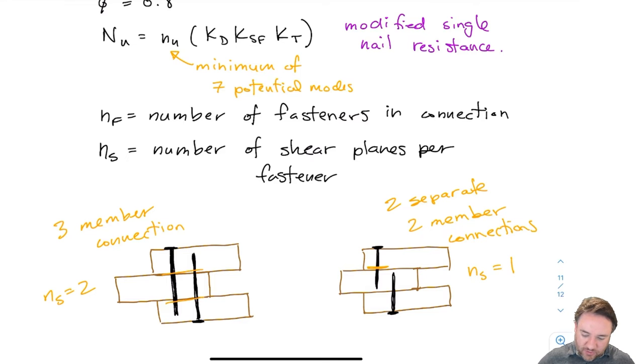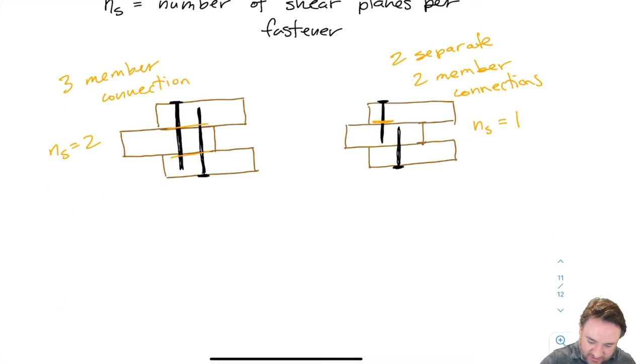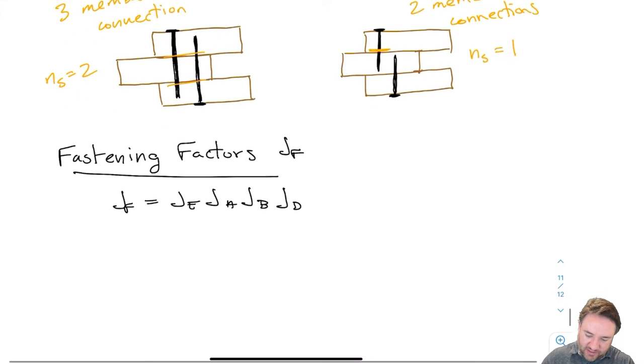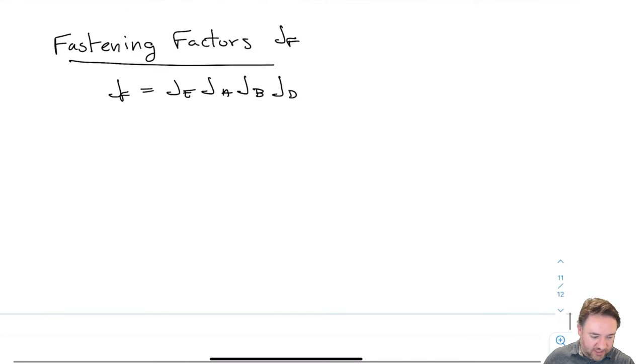Okay, so now what about all of these fastening factors? That is the factor JF. Okay, so JF is basically a multiplication of four different potential factors for strength of nailed connections. And they depend on JE is for end grain, JA is for toenailing, JB is for nail clinching, and JD is like a system effect factor for shear wall and diaphragms. So I'm going to go through each of these one by one and draw some pictures to make them hopefully a bit clearer.